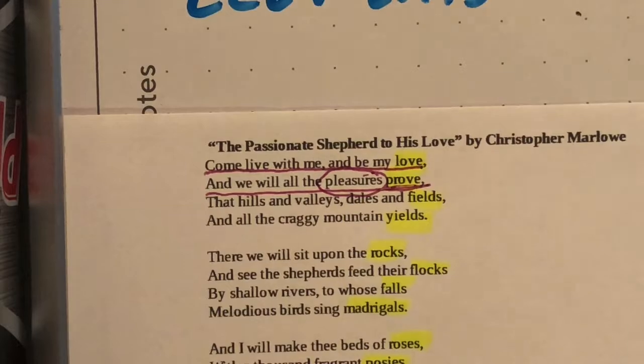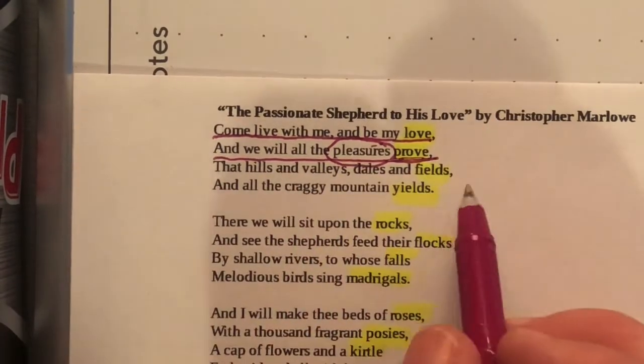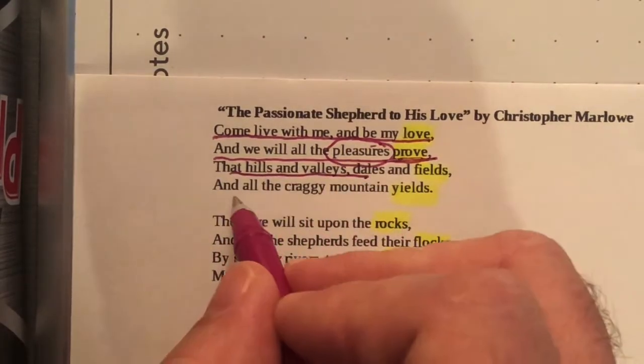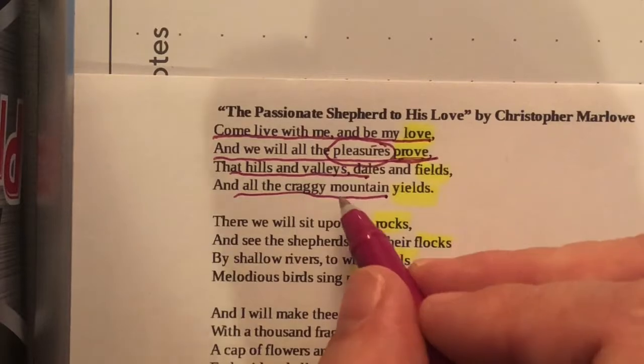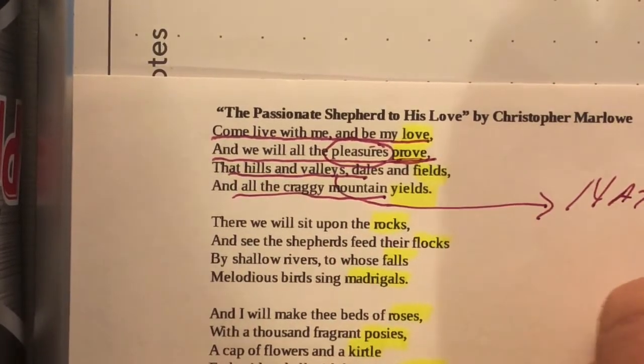What are we going to do? We're going to love each other. Okay? And all that that implies. Hills and valleys, dales and fields, and all the craggy mountains yields. So there's the natural elements of the poem. Those craggy mountains, those dales and fields. There's nature. Nature at its finest. Okay?